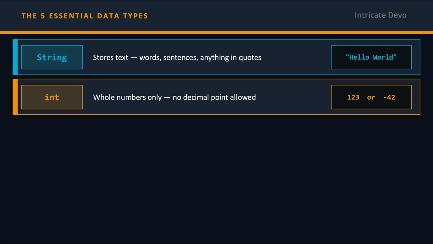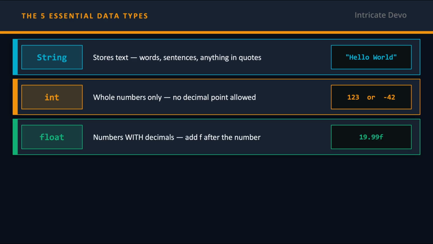-42 is a valid int, but 3.14 is not an int, it has a decimal. Example: int score = 100;. Type 3, float. Float stores numbers with a decimal point, called floating point numbers.